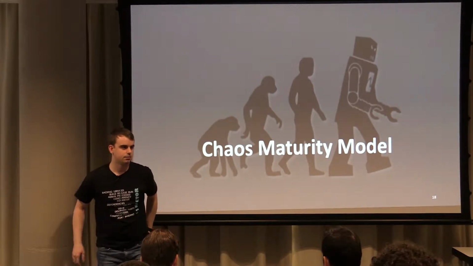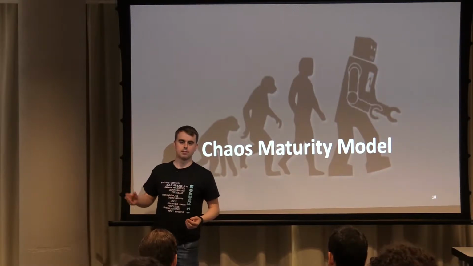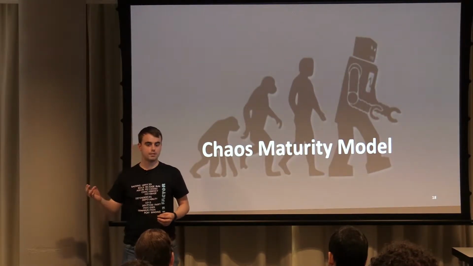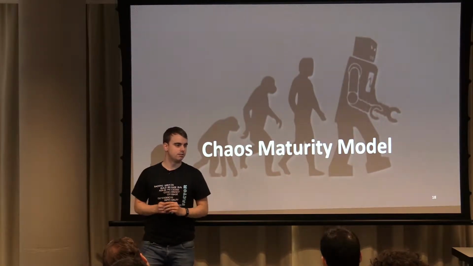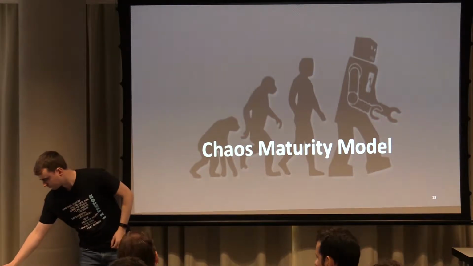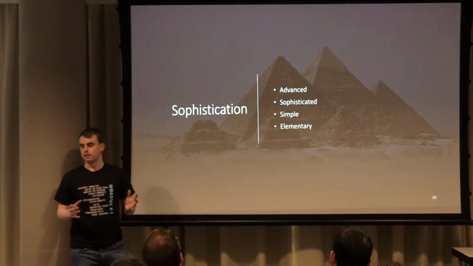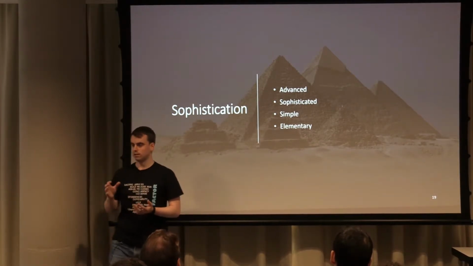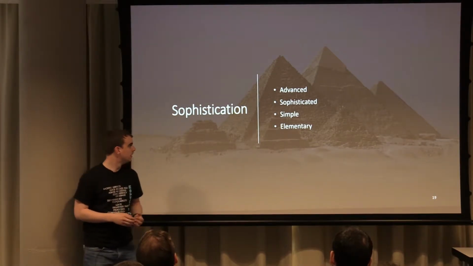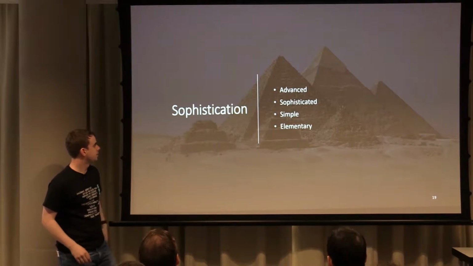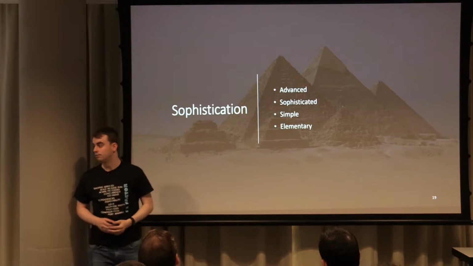So I'm here to talk to you all today about the chaos maturity model. The chaos maturity model is broken down into two separate pieces. The first is adoption, and the second is sophistication. Firstly, I'm going to talk about sophistication. What does sophistication mean? Well, sophistication looks at the level of your experiments, what kind of experiments you're running, where you are running them, and what you are doing with the results. We've broken the sophistication down into four separate levels, all the way from elementary up to the advanced level.